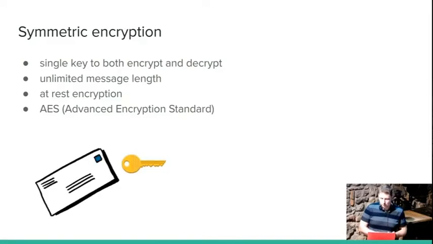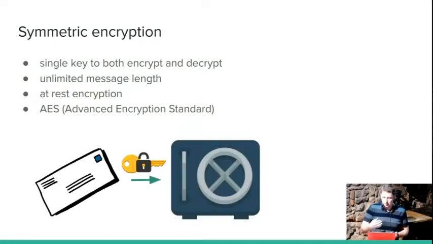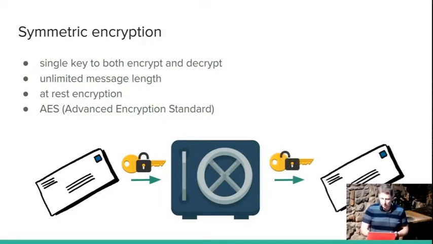So how does this work? I will just go through it again. We have a message and we have a key. We use the key to protect the message. We encrypt it, then we can store it somewhere. And then while reading it, we use the same key to decrypt the message.